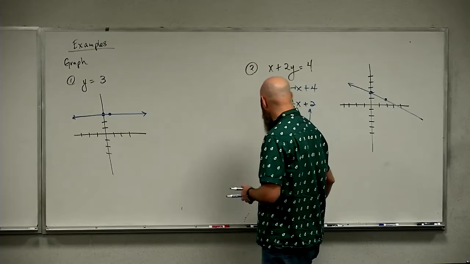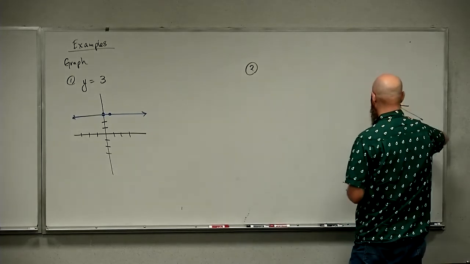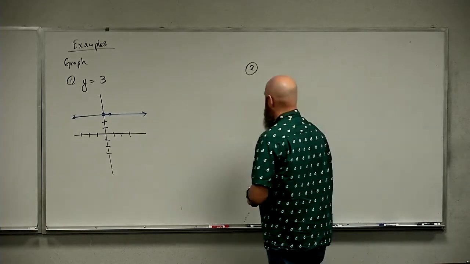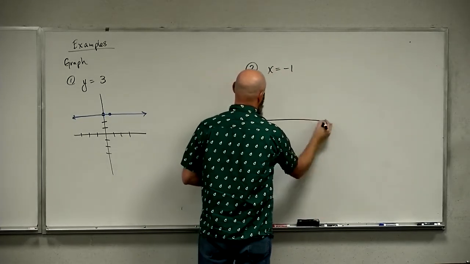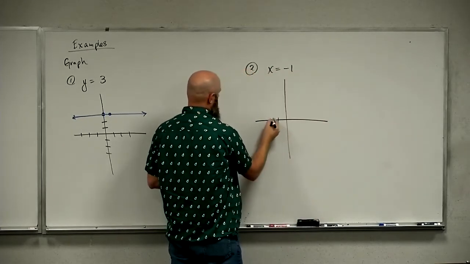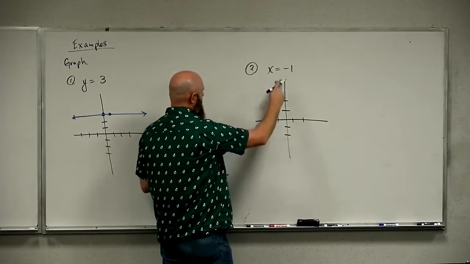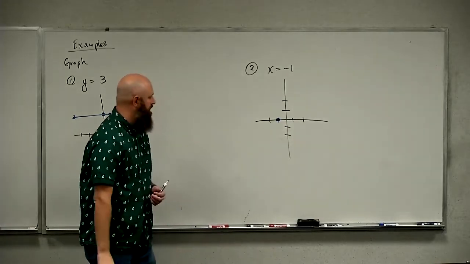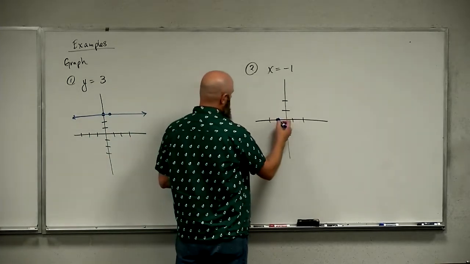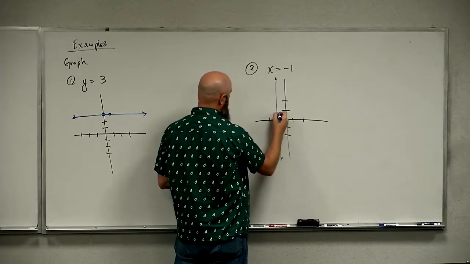Okay. Well, then likewise, if we have an x equals a number, so if we have x equals -1, on the x-axis, we're going to go to -1. X equals -1. And then from there, we would draw a vertical line because it cannot touch the y-axis.